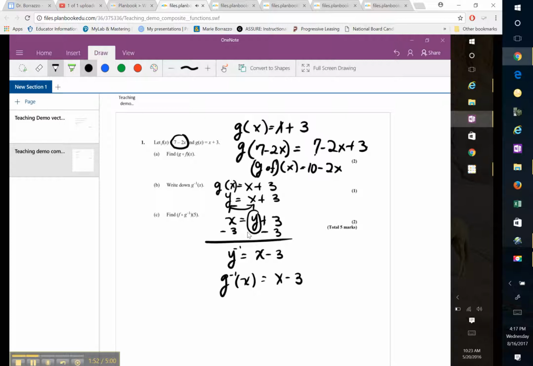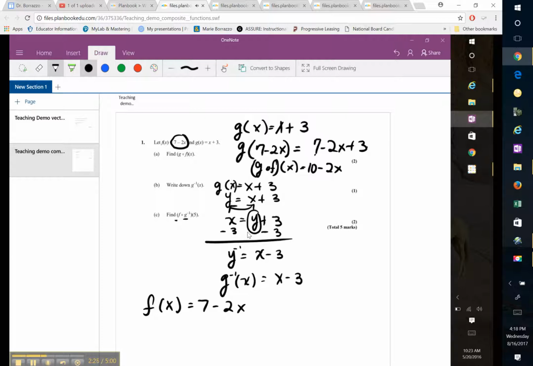Last portion, they ask you to substitute in 5 using the inverse that you just found into f of x. And so we're going to start with, in this case, f of x, which is equal to 7 minus 2x. Okay, and instead we're going to plug in that x minus 3. So given the substitution, now there are a couple of ways that this can be done. I'm going to do it the long way, where I'm simply going to substitute in the x minus 3.